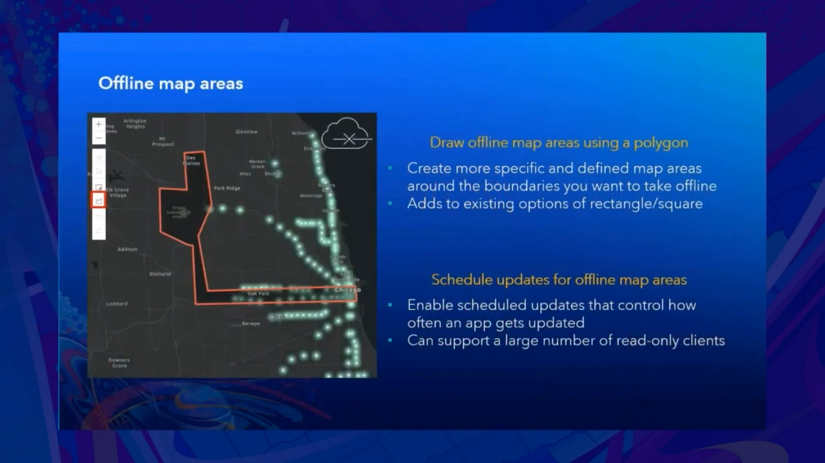Taking maps offline is a familiar workflow for those who use ArcGIS field apps. As of 10.8, users are able to define offline areas using drawn polygons directly in ArcGIS Enterprise. This change adds to the existing option of defining these areas with rectangles and squares. Further bolstering this functionality, data managers are able to set up scheduled updates of offline areas to ensure field workers are working with the latest datasets.